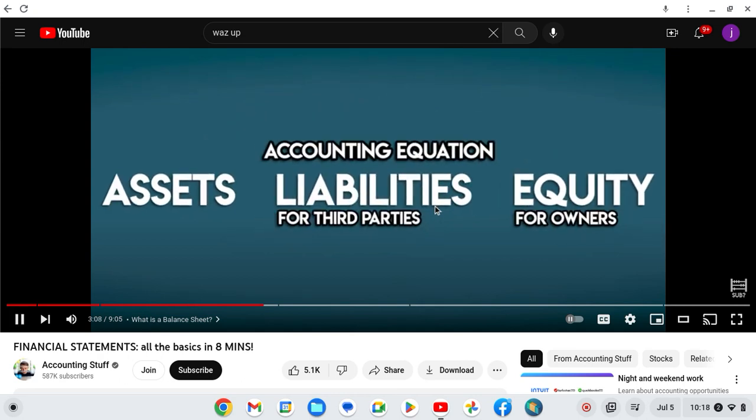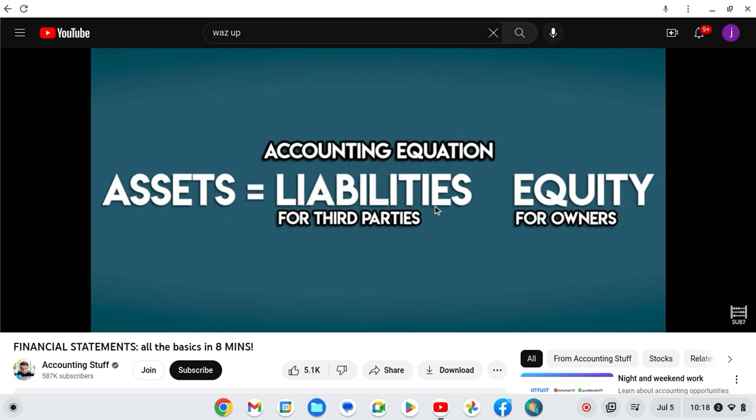Accounting equation: assets equal liabilities plus equity. Or the stuff that a business owns is equal to the stuff that a business owes.